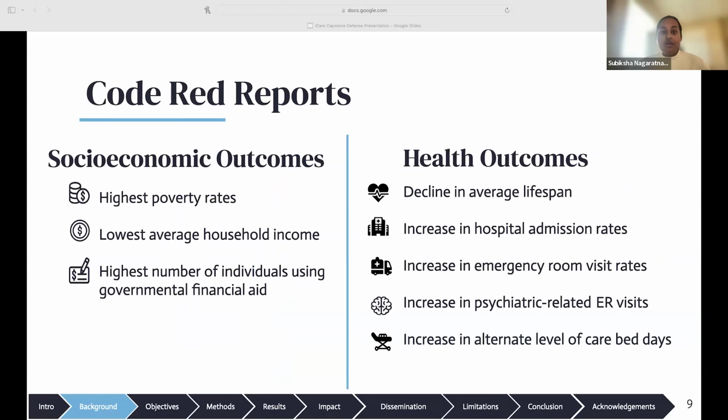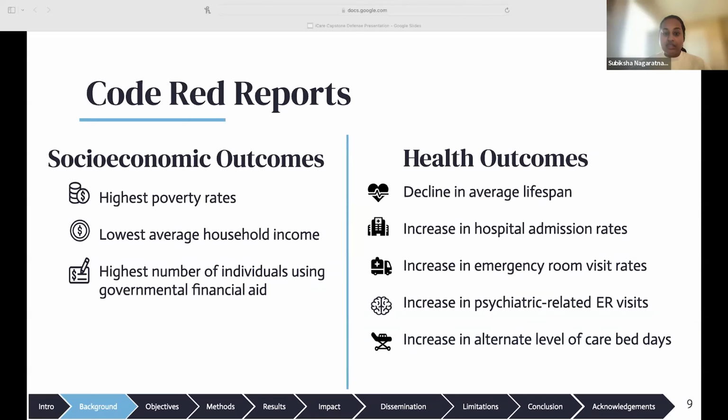Likewise, Hamilton, Ontario has been at the forefront of discussion around health equity through the publication of the Code Red reports, which uncovered the disparities in the socioeconomic and health outcomes across all neighborhoods in Hamilton from 2010 to 2019. The first iteration showed that a region in Hamilton called Lower Central Hamilton had the worst socioeconomic and health outcomes in the entire city.